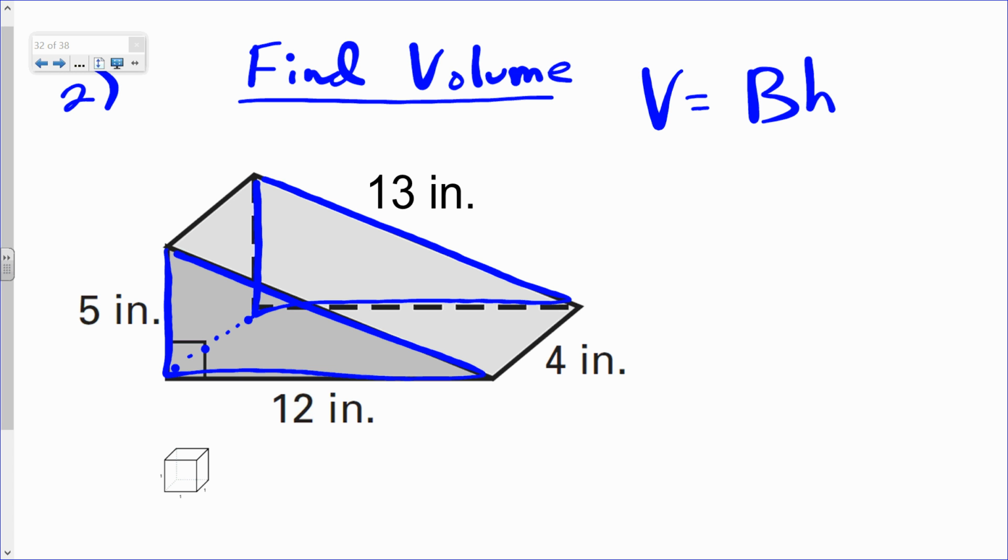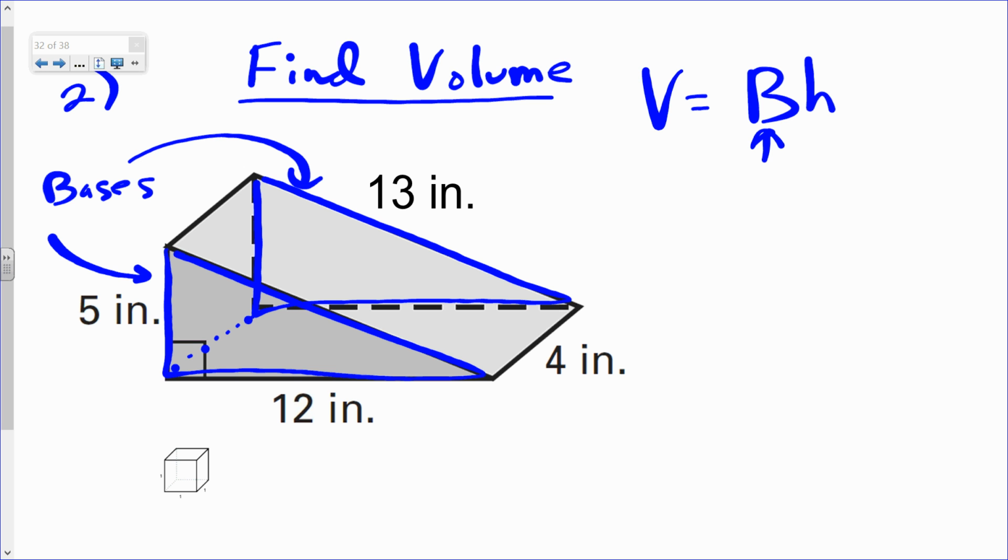Hold up, careful though. What kind of shape is the base? The bases are always the two faces that are the same. They're triangles, so those are your bases. This means capital B means the area of a base, which in this case means the area of one triangle.